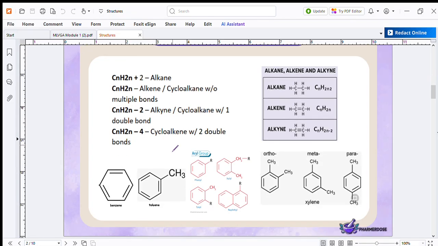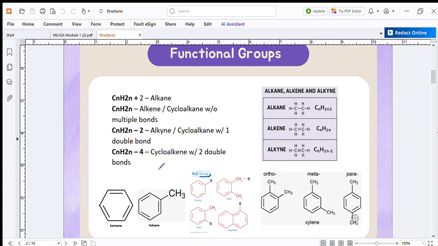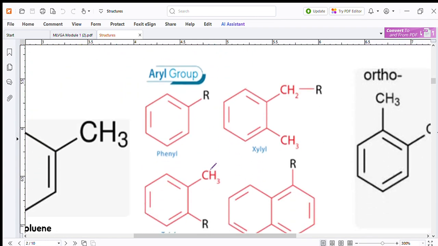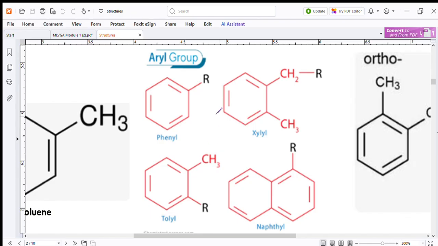And I want to remind you about the different structures kagaya ng benzene. Ito po ang benzene ring, which is 6 carbons that have 3 double bonds na cyclic po siya or cyclic structure. Ang toluene naman siya po pero meron po siyang attached na methyl group. At dito naman meron tayong aryl group, which are different benzenes na meron po siyang different attachments. So dito meron R group, dito naman may CH2 and R, pati CH3.